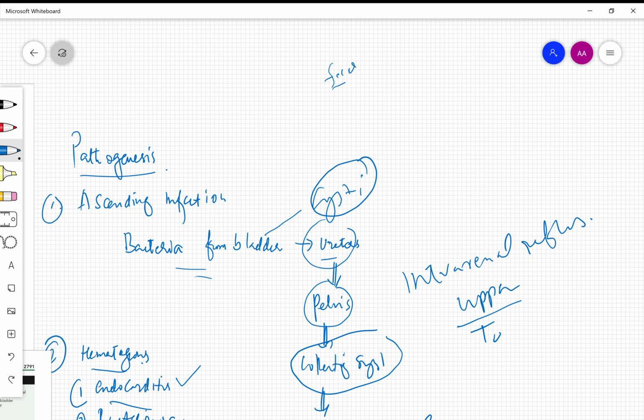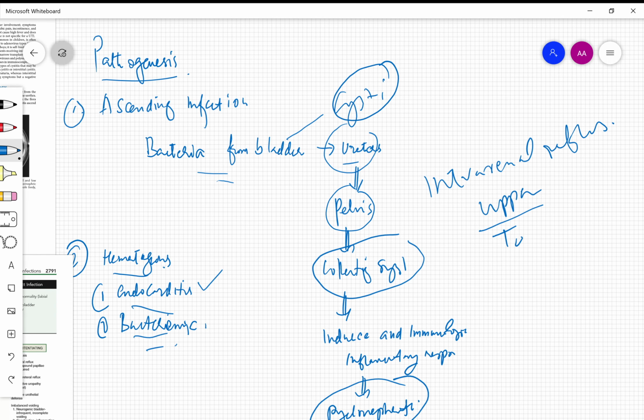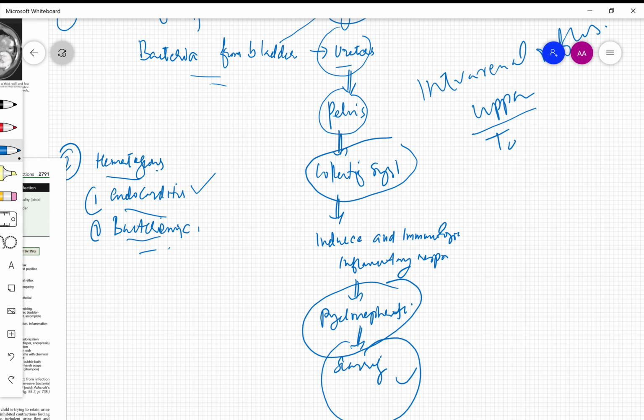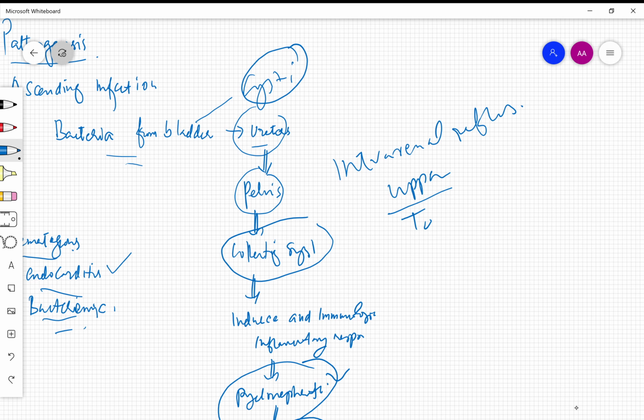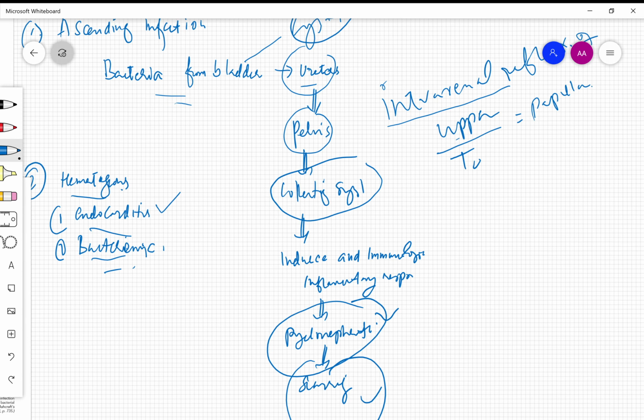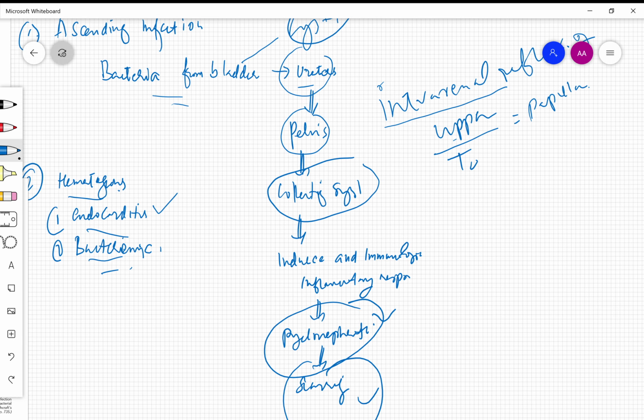But it may ascend via the ureters to the pelvis of the kidney and collecting system, and then it can induce an immunological inflammatory response, resulting in pyelonephritis and ultimately scarring. If you read the text, there are certain mechanisms which inhibit this intrarenal reflux of urine, but there are some papillae in the upper and lower pole of the kidney which allow this, and this leads to the formation of and inducing the inflammatory response leading to pyelonephritis.